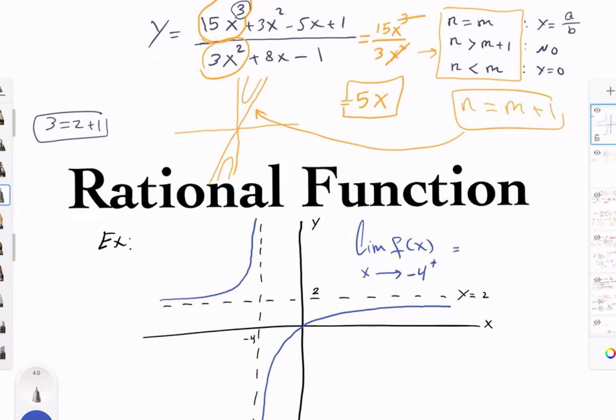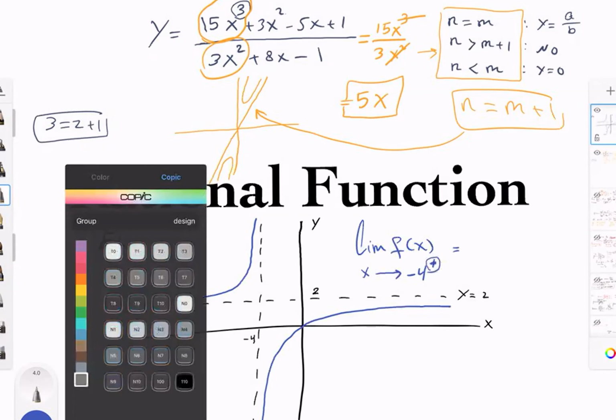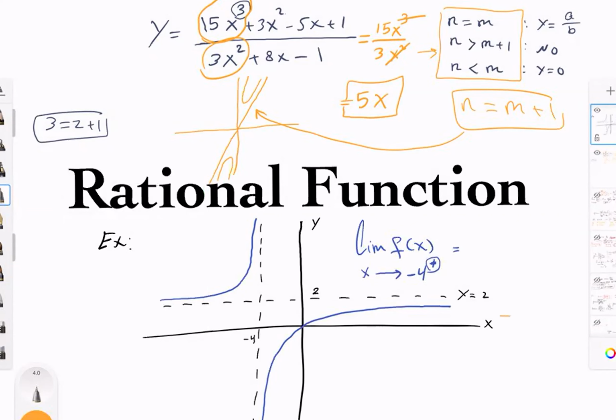The plus sign at the top tells us you should start from the positive direction. What is the answer? Negative infinity. Very good. So we are going from the positive direction. We would like to go to negative 4. When you get to negative 4, the graph takes us to negative infinity. So the answer is negative infinity.